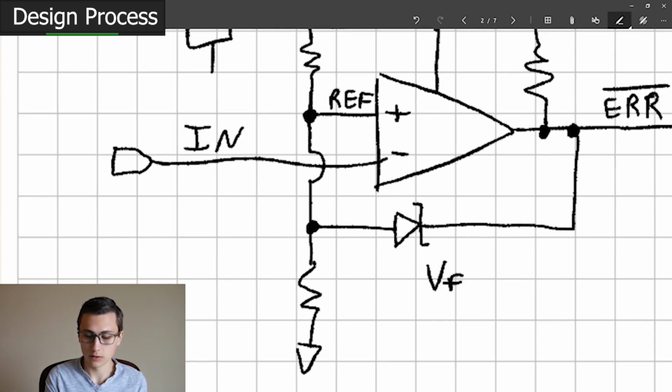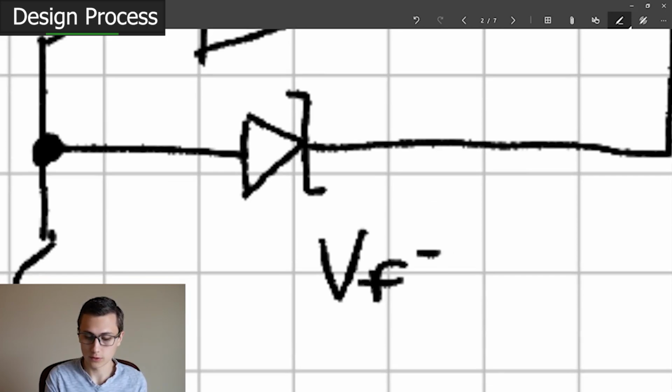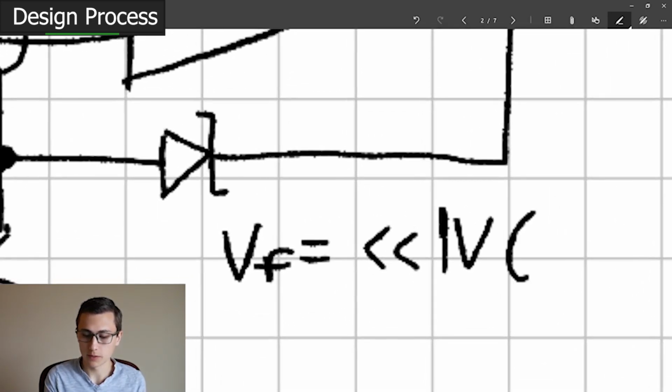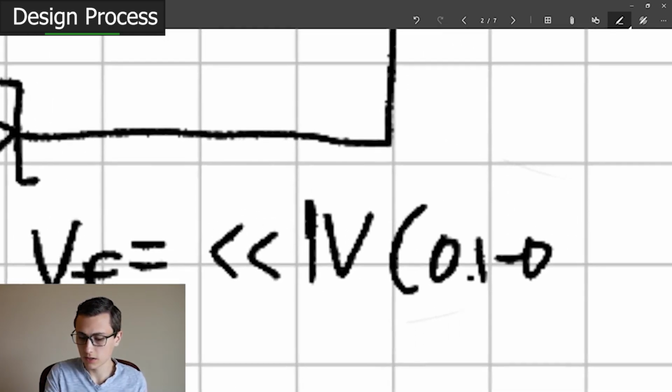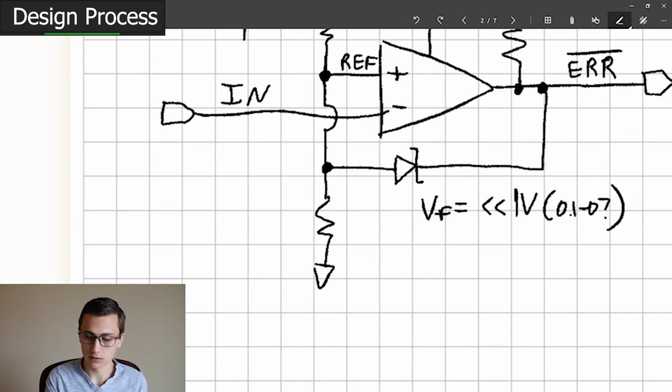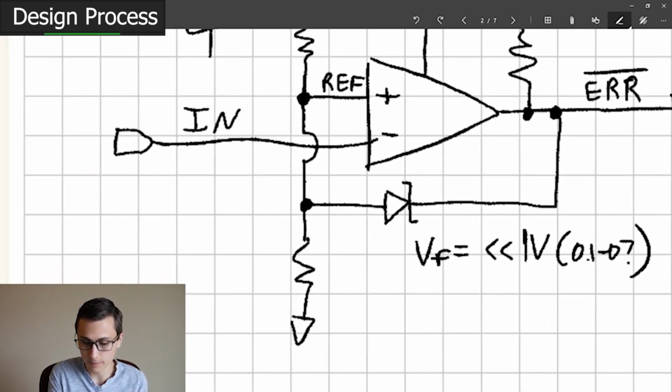a very low forward voltage. Much less than 1 volt. If we can find something in the 0.1 to something range, that would be pretty good. Okay, so that becomes an implementation detail.